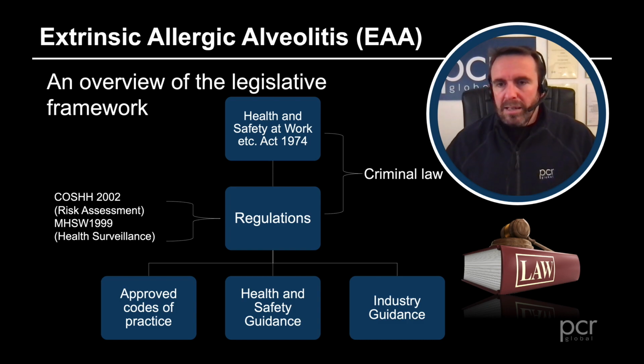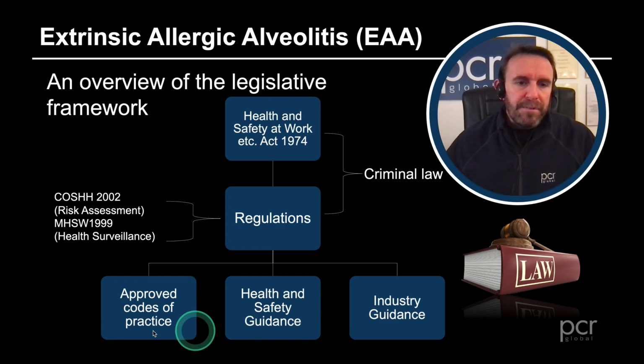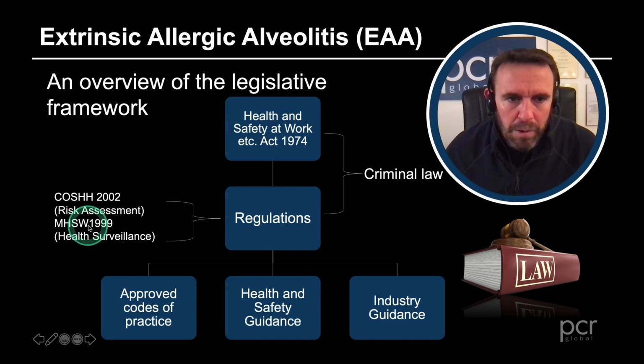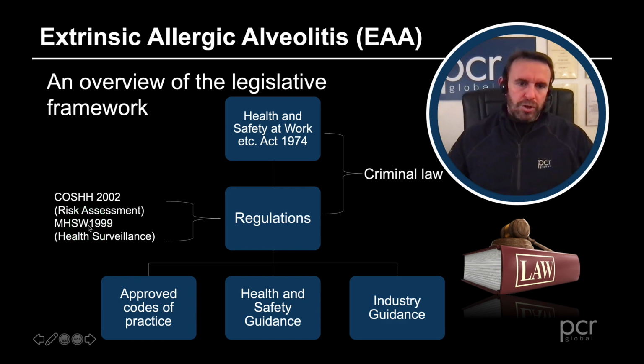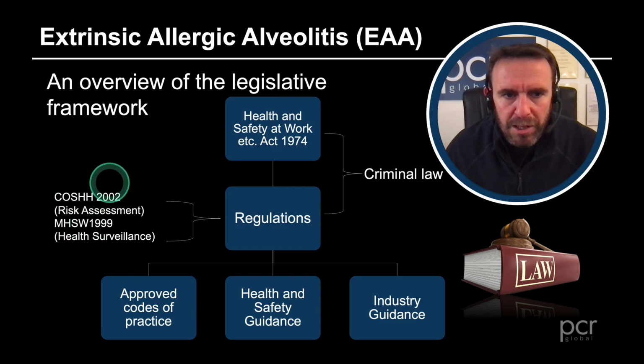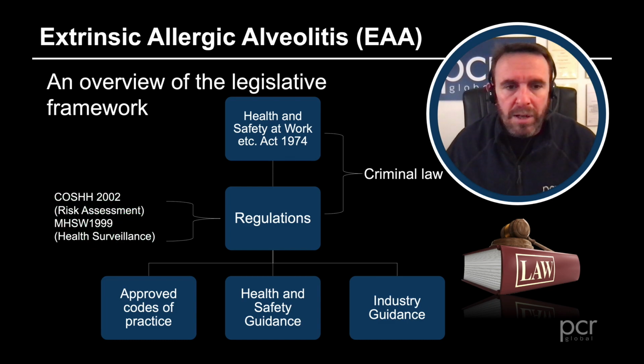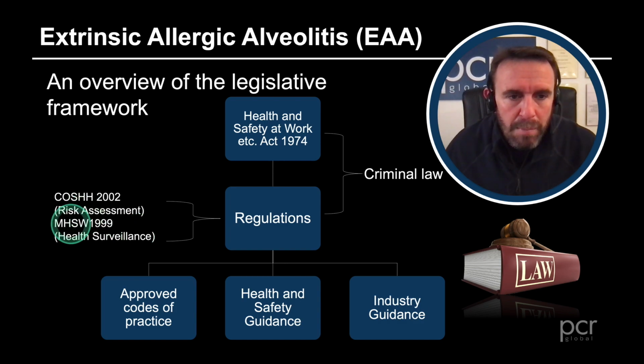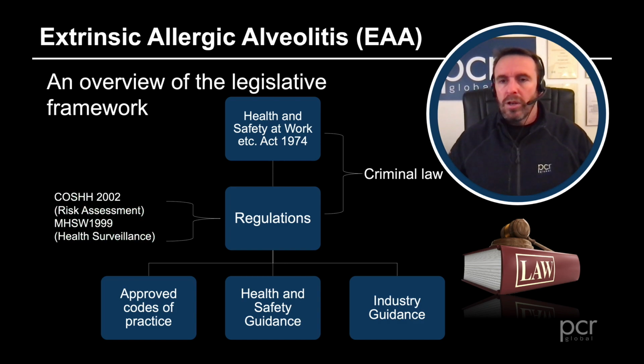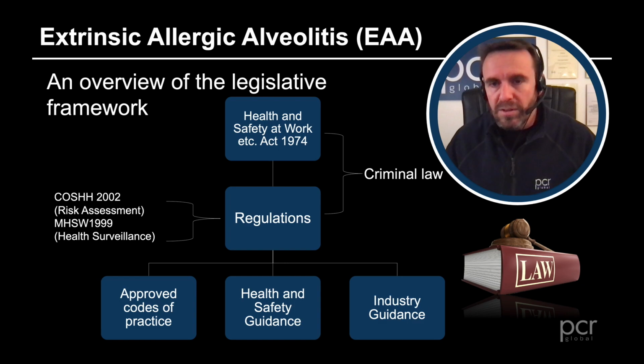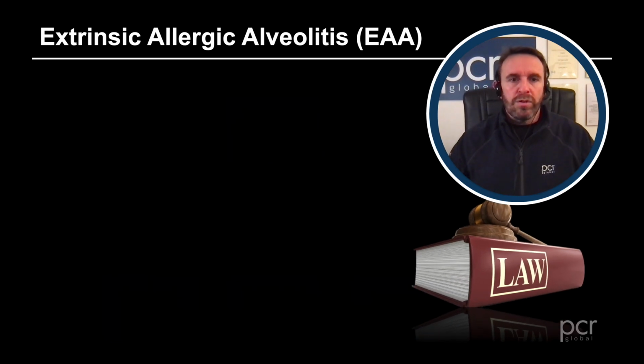The Health and Safety at Work Act and the regulations are criminal law, which means we can be prosecuted for breaches of them. On the left-hand side, we have COSHH regulations and the Management of Health and Safety at Work regulations. Interestingly, COSHH requires a risk assessment, and also requires, in certain circumstances, health surveillance. This is the same as the Management of Health and Safety at Work regulations, which under Regulation 3 requires a risk assessment, and Regulation 6 requires health surveillance, again in certain situations.